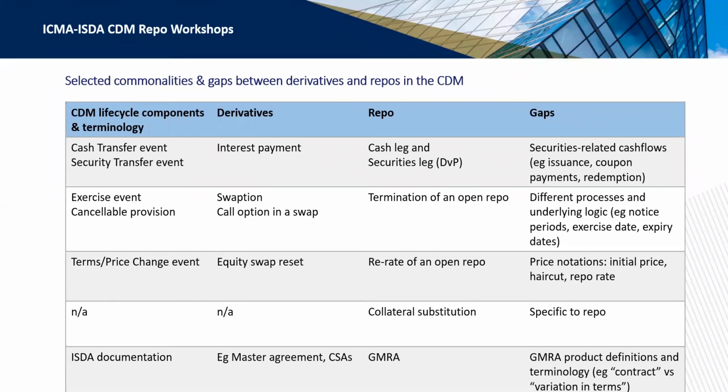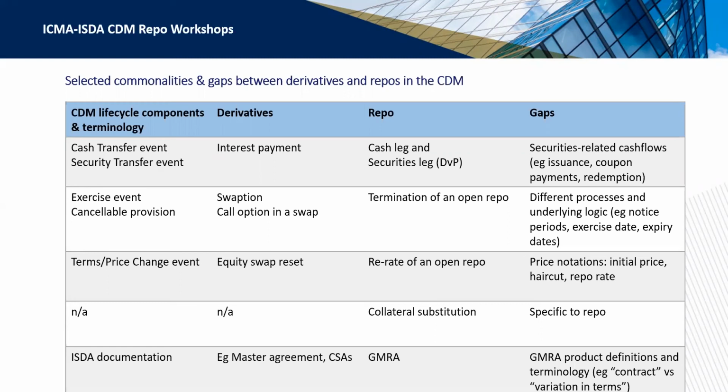So if you look at how the different components of a derivatives lifecycle are broken down in the CDM, we identified a number of primitive events or building blocks that are already in the CDM and that can be used for repos. For example, cash transfer and security transfer events, which in the CDM are used to model interest payments in a derivative transaction. And this can equally be applied for a DVP scenario in a repo.